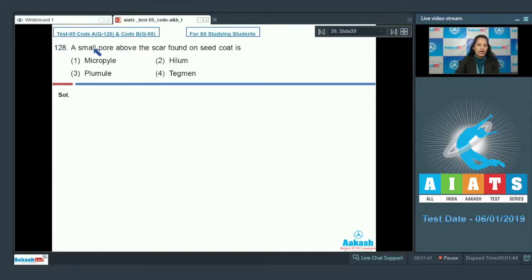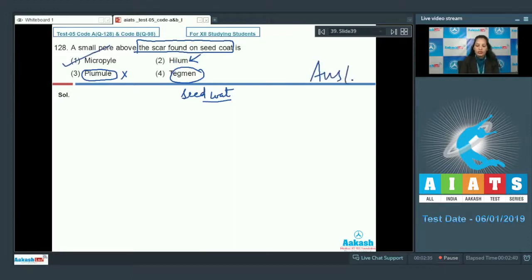Question number 128. A small pore above the scar found on seed coat is: first option, micropyle; second, hilum; third, plumule; fourth, tegmen. Tegmen is the seed coat, and the question is asking about the pore which is found on the seed coat. Plumule is the embryonal axis found above the cotyledon in a seed, so this option is also ruled out. Second is hilum. Hilum is the scar found on the seed coat, and the pore present above the hilum is called micropyle. So the correct option for the given question is option number 1. Let's move on to the next question.